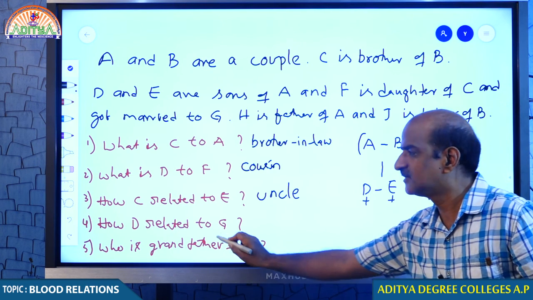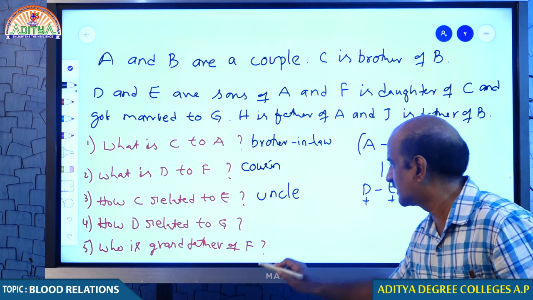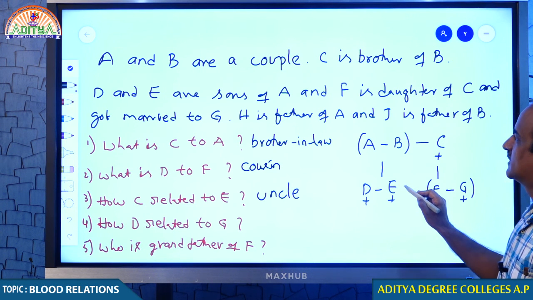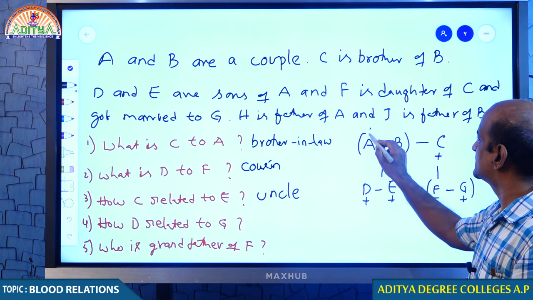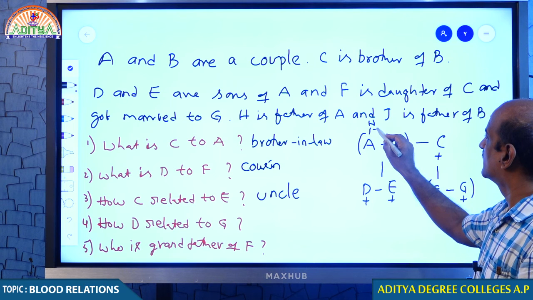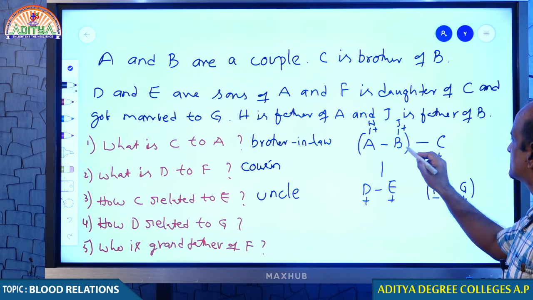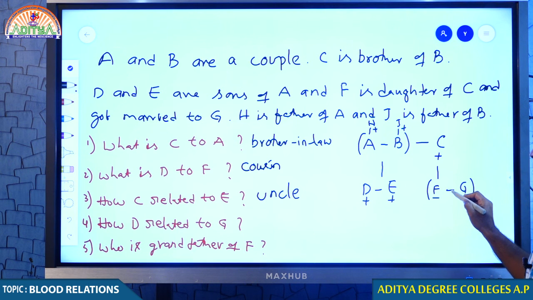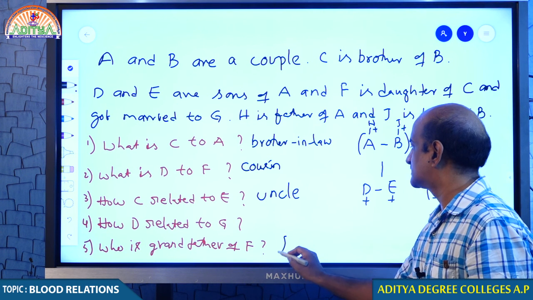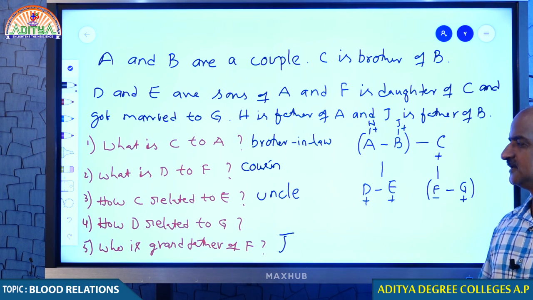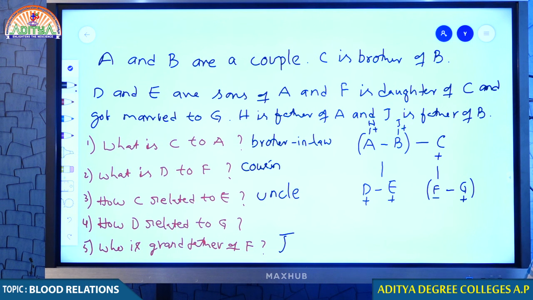Now, question number 5. Question 4 we discuss later. Question number 5: who is grandfather of F? What is given? H is father of A and J is father of B. B's father means B and C's father. Therefore, F's grandfather is obviously J. That is very clear.